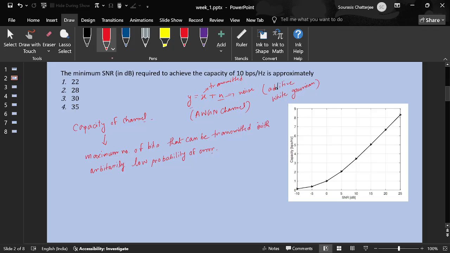So let's consider a hypothetical case. For example, you know, I guess already, that capacity unit is bps per hertz, that is bits per second that can be transmitted per unit bandwidth. So let me just write it down here.